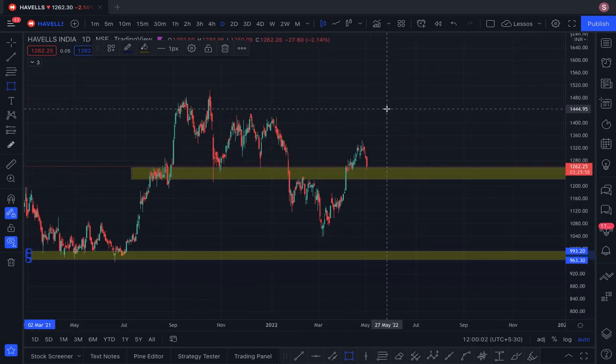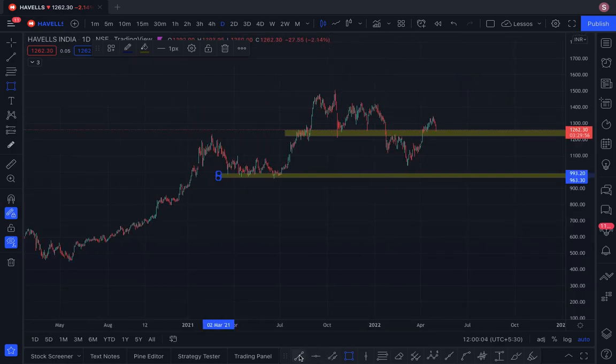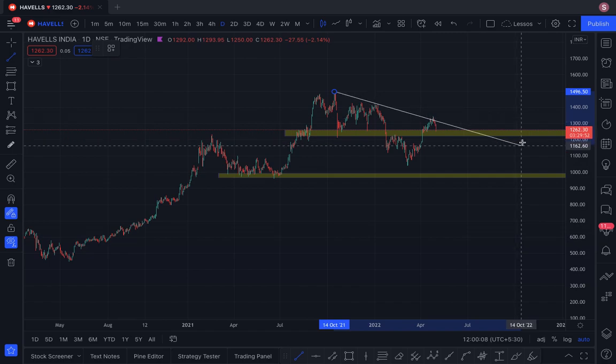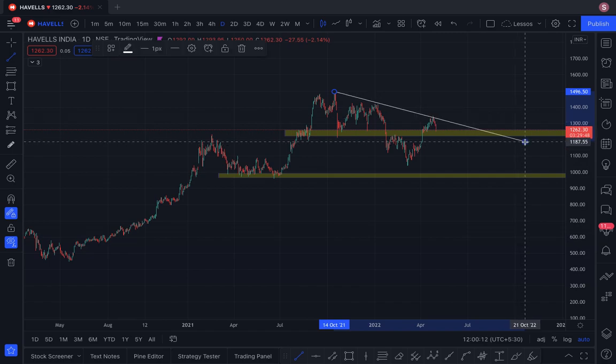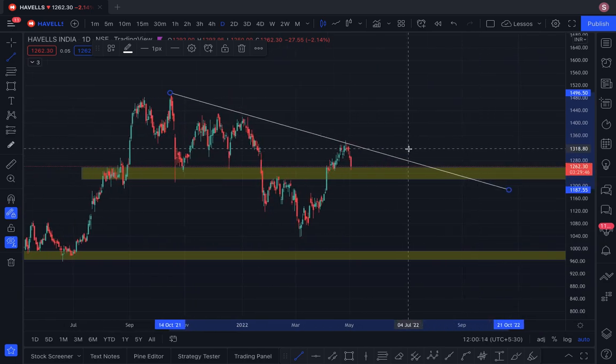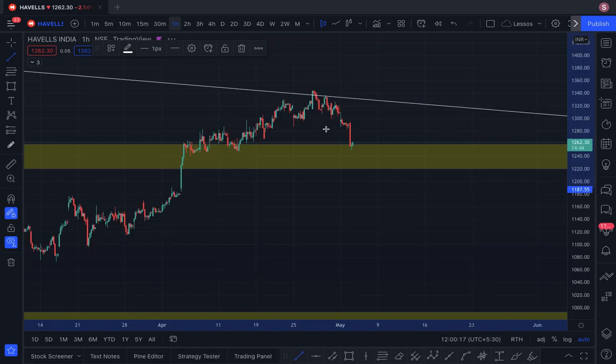So along with it, if I have to draw a trend line here, you can see I can easily draw the trend line here. Minimum two touch points should have happened. Minimum two touch points. All right, and let's go to a smaller time frame, 1 hour. Don't go below 1 hour.